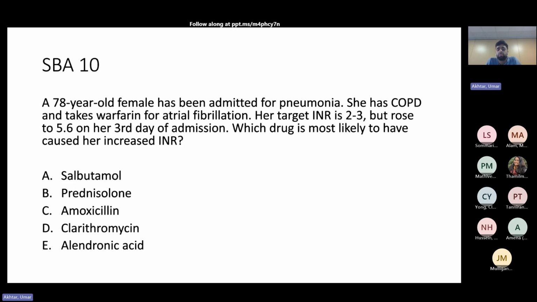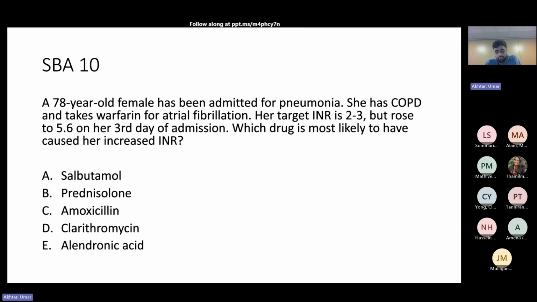Okay. And then what is warfarin? What does warfarin do? Anyone can respond. What is warfarin as a class of the drug? Vitamin K antagonist. Anticoagulation, yeah. Always the simplest answer is the best answer.